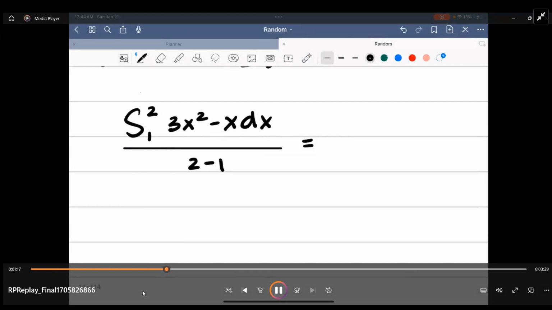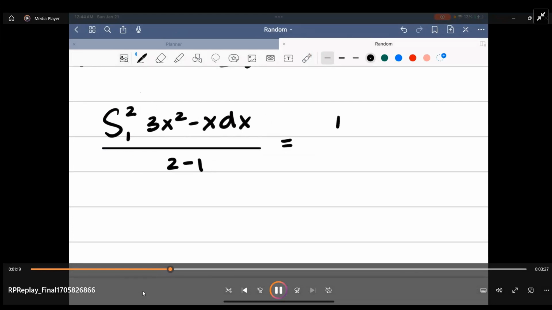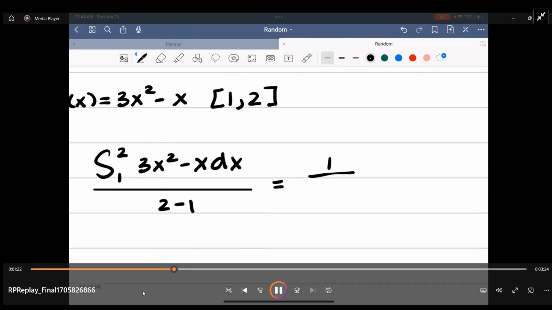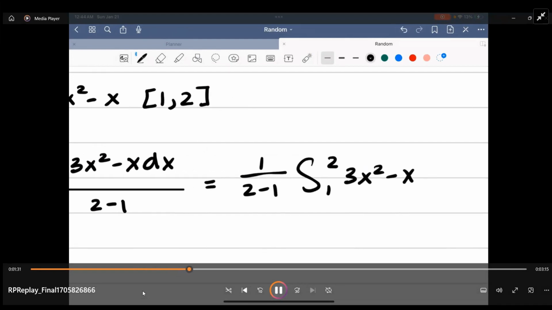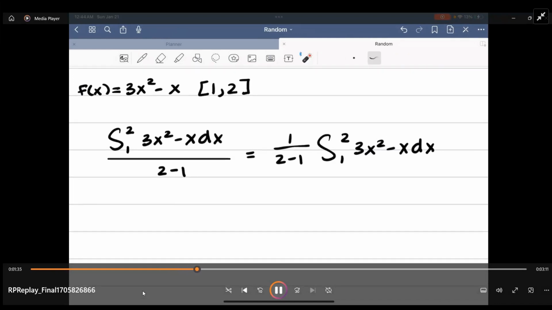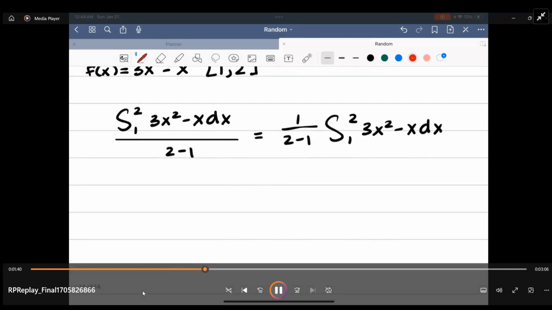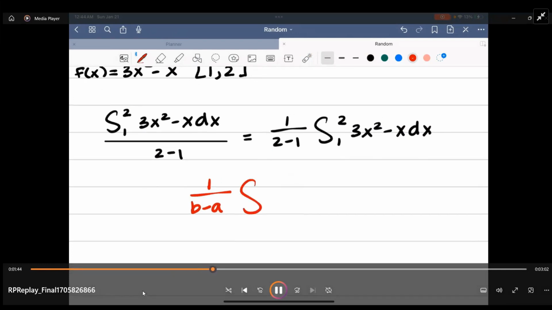Another way people like to write it is by putting it as a fraction. So they would do 1 divided by 2 minus 1 with the integral from 1 to 2 of 3x squared minus x dx. But it doesn't really matter which way you do it. It's the same thing. It just looks a little bit cleaner if you do it as a fraction. So let me just quickly write out the formula for you so you don't forget. 1 over b minus a, the integral from a to b of f of x dx.